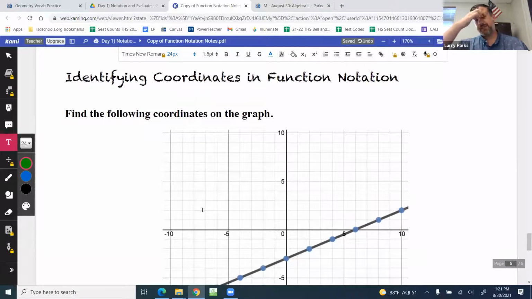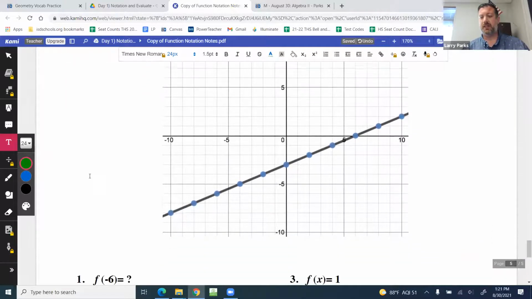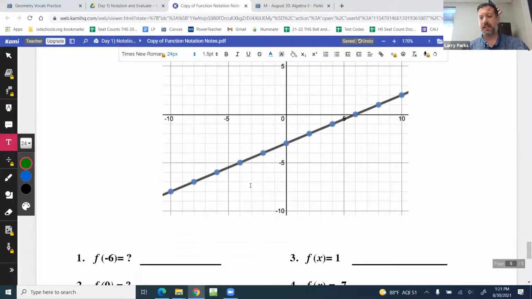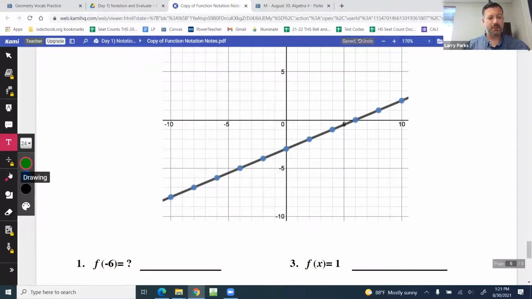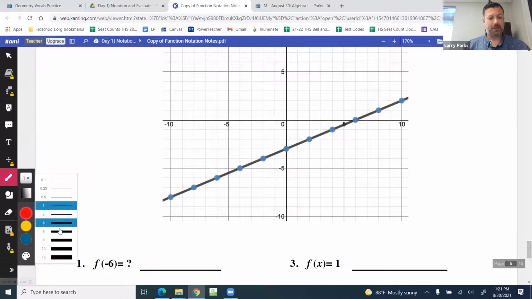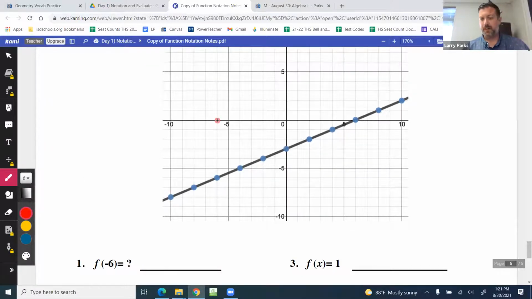And then finally, you could identify coordinates in function notation. Here's a function for a graph. And they say, what is f of -6? So you go find -6. It's right here. And you're going to trace that down until you get to the graph, which is right here. So when x is -6, what is the y? y would also be -6.